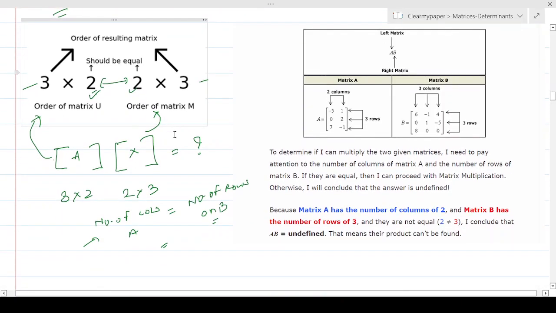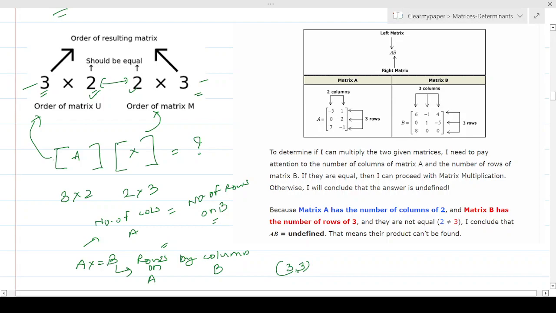The order of the output matrix, AX is equal to B, in terms of rows by columns, is determined by these two numbers: the number of rows of matrix A and the number of columns of matrix B. That means in this case it's going to be a square matrix because we have 3 on both sides. So the order of the output matrix, the constant matrix, is 3 rows and 3 columns.